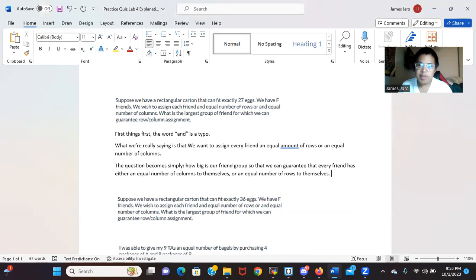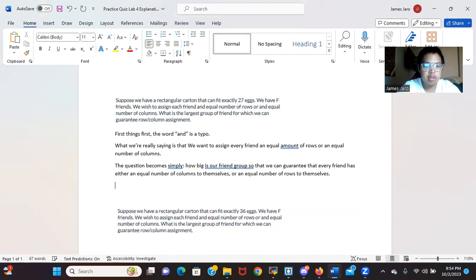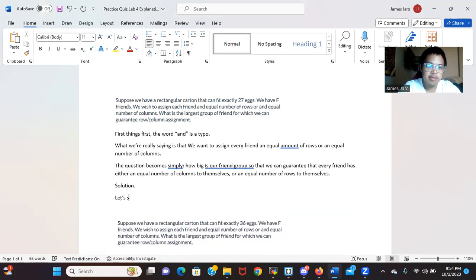So this is a little bit wordy. What I would do to help make more sense of this is take each of these sentences and translate them into some sort of symbols, maybe with divides, maybe with equations and stuff like that. So let's call this my solution. Let's start off with the following.